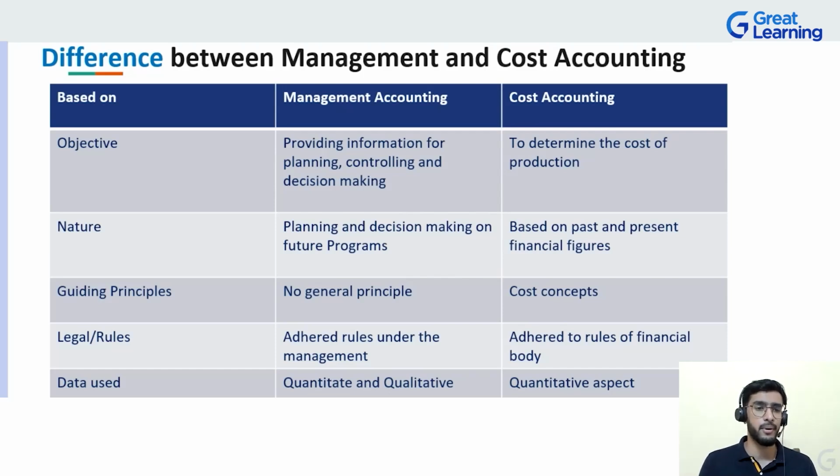Now, coming to the second point, that is nature. The nature of management accounting is basically planning and decision making on future programs. As we discussed earlier, the management accountant is basically future oriented. And cost accounting, similarly to financial accounting, is based on past performances or records or transactions and present financial figures. So that's the nature of management accounting, and the nature of cost accounting.